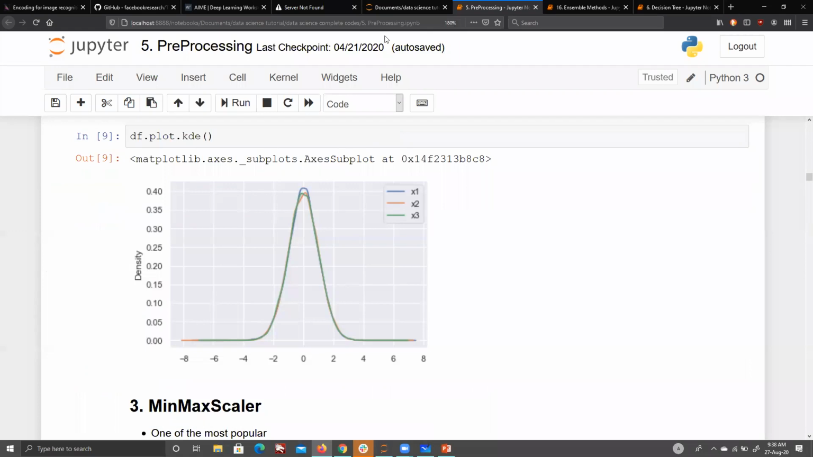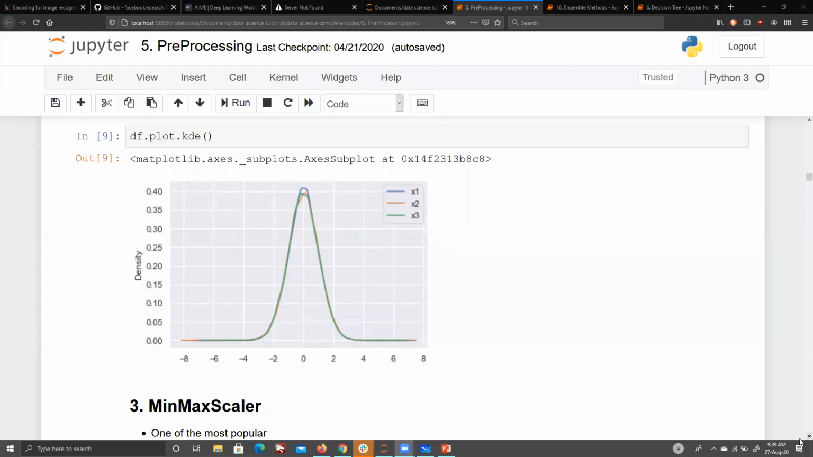Any doubt with standard scaler? Good. Again, the fundamental assumption is that data is Gaussian or normally distributed. If it's not, you cannot actually use standard scaler. So standard scaler is not something that we actually use regularly, to be very honest. If you have a problem of outliers, then also it does not work very well.